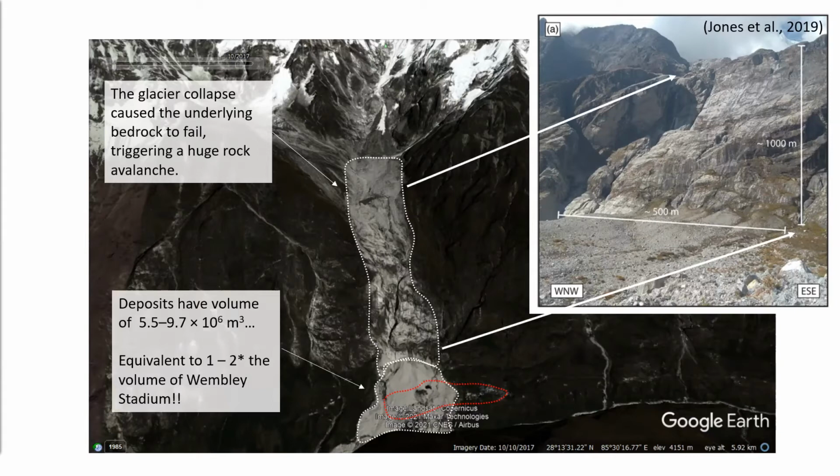I'll give you some context for how much material landed on the town. These deposits have been estimated to have a volume of between 5 and 10 million cubic meters, which for context is roughly the volume of 1 to 2 Wembley stadiums. So if you imagine 2 Wembley stadiums filled to the complete top of the stands with rock, that's how much material collapsed in this event. So this is very much a textbook example of how a very large landslide has had some absolutely catastrophic consequences.